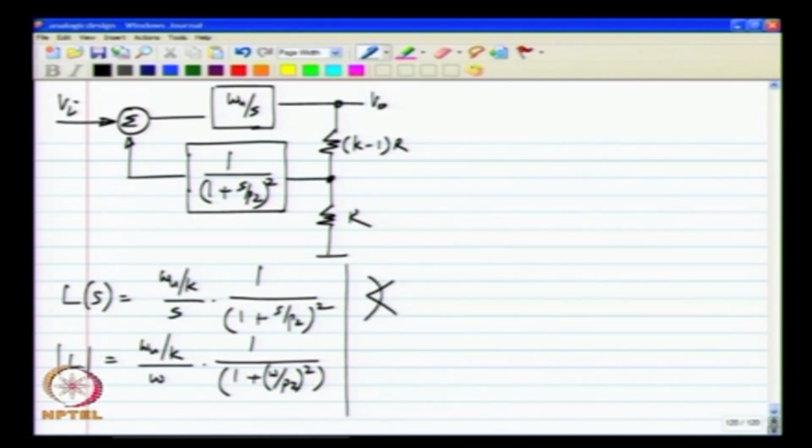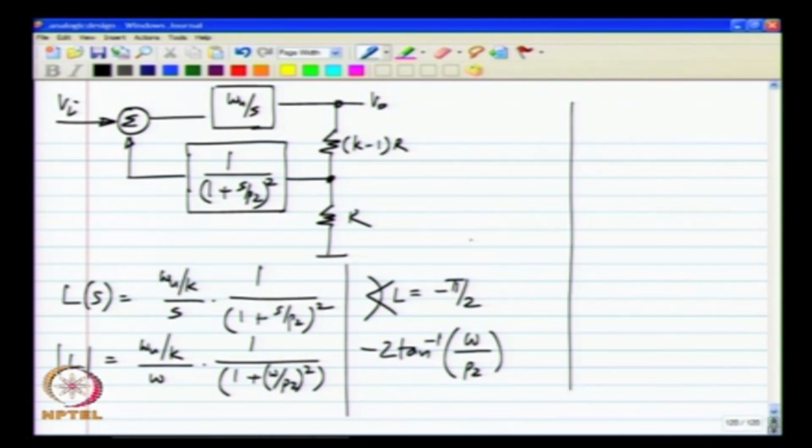But what is more interesting is the angle of L, which is minus pi by 2 because of this S term, and minus 2 tan inverse omega by P2. Okay. So, here is the interesting part, that as omega becomes very large, this part becomes pi. So, the total phase lag can be minus 3 pi by 2. Okay.